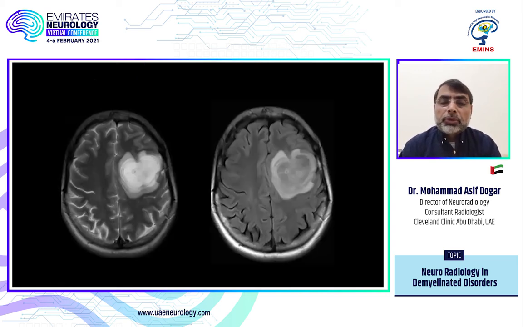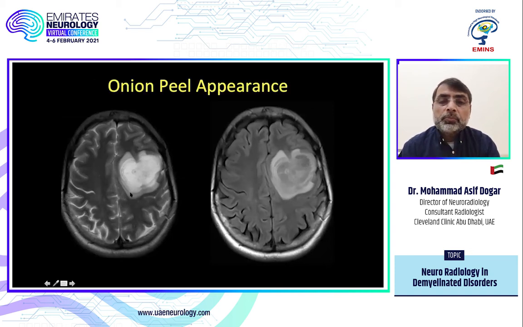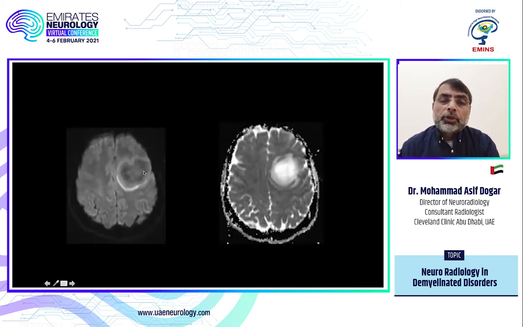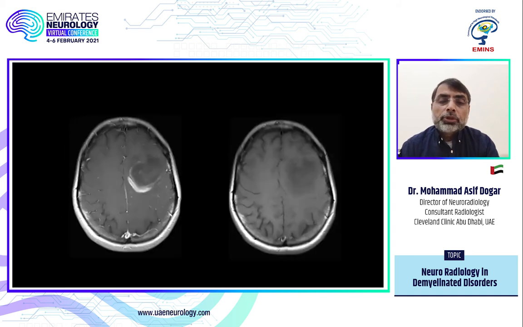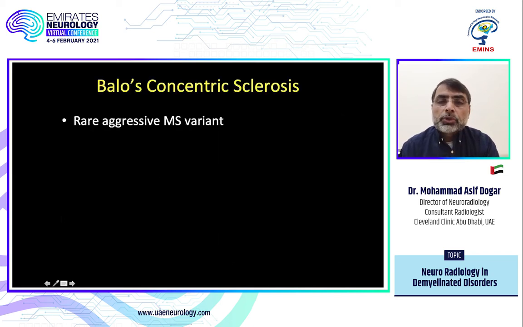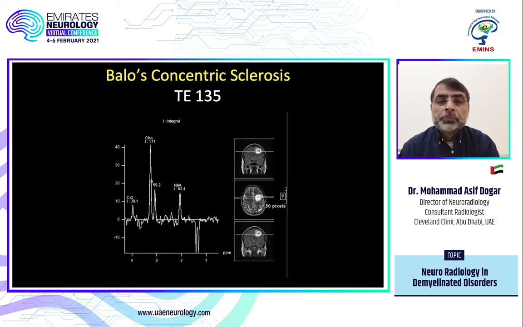So here's another form of demyelinating disease. Again, a large lesion. But if you look here, this has multiple rings. This is called an onion peel appearance. On the diffusion, again, you see the peripheral diffusion restriction, no central diffusion restriction. And on the post-contrast images, you can see one incomplete ring of enhancement here. There's another second incomplete ring of enhancement. So this is your Balo's concentric sclerosis. This is a more aggressive form of MS. So these have those large lesions with concentric rings.